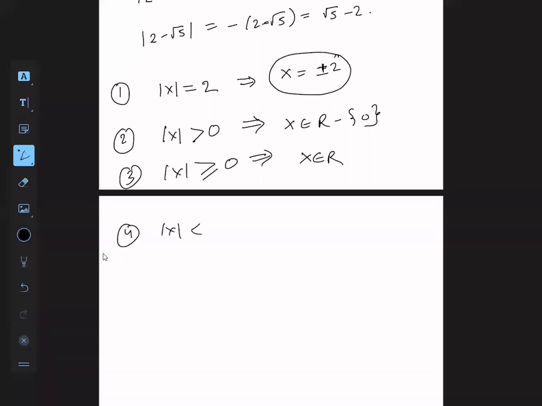What is the value of x if mod x is less than 0? Is there any value whose modulus is negative? No, because by definition modulus is always non-negative. So this value does not exist. What is the value of x if mod x is less than or equal to 0? Yes, mod x cannot be negative, but mod x can be 0 at x equal to 0. So this is equal to 0.